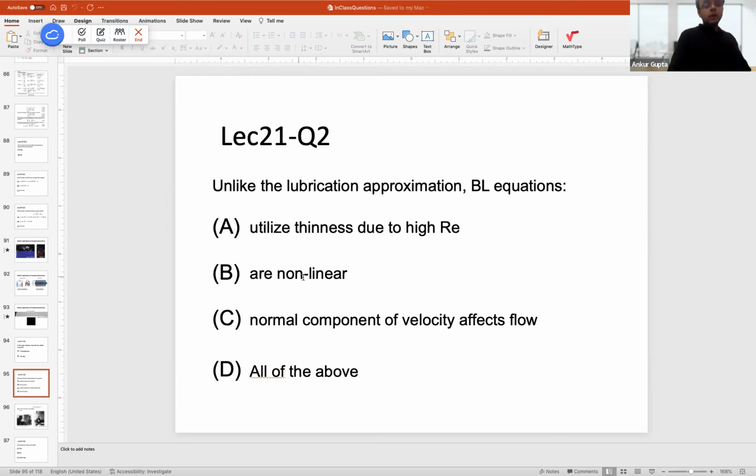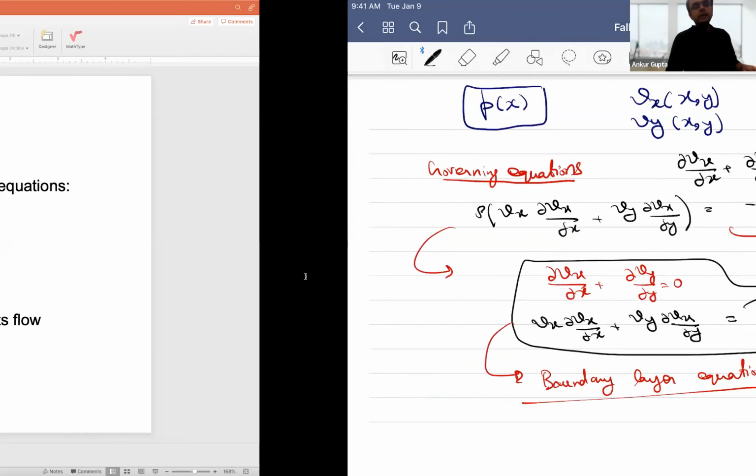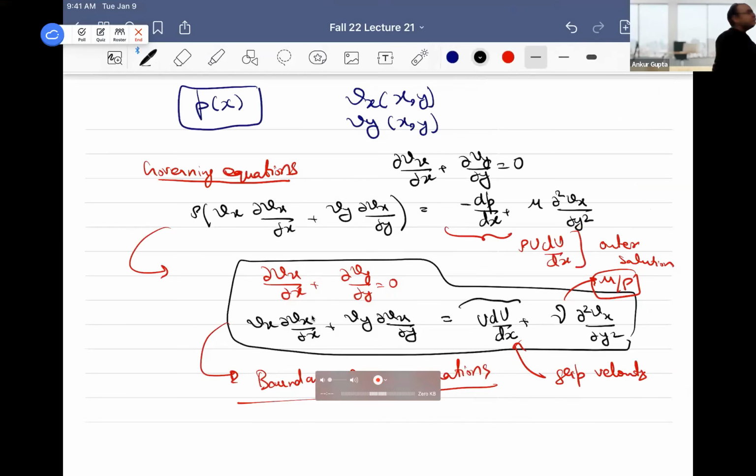These equations are non-linear. That is very important. Remember that we are no longer ignoring this Vx times Vx term now. So they are non-linear, so they are not as straightforward to solve like lubrication. And then very importantly, the normal component of the velocity affects flow. This is something that is very unique. See that the Vy is still in the Vx equation, and that actually ends up becoming quite important, as we'll see later.